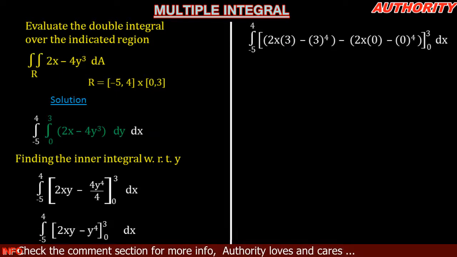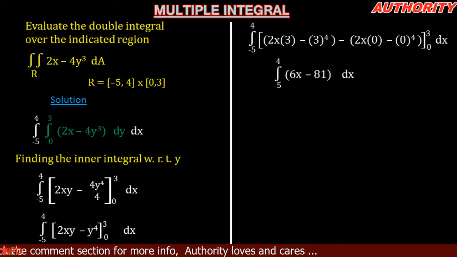Good. Now here we're going to have 2x multiplied by 3. It's going to give us 6x. Then minus 3 raised to power 4. It's going to give us 3 times 3 times 3 times 3. 3 times 3 gives you 9. 9 times 3 is 27. 27 times 3 gives you 81, right? Good. So here we have 6x minus 81 in bracket dx. So here we have the integral from minus 5 to 4 of 6x minus 81 dx.